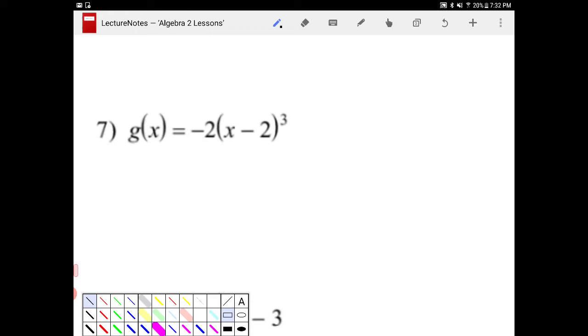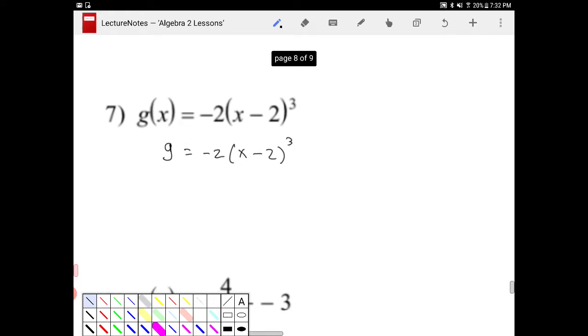So what am I going to do? Same thing: g is equal to negative 2 times (x minus 2) to the 3rd. I need to bring everything over to isolate x. So the first thing I want to do is divide by negative 2. If I do that, I'll end up with g over negative 2 is equal to (x minus 2) to the 3rd.